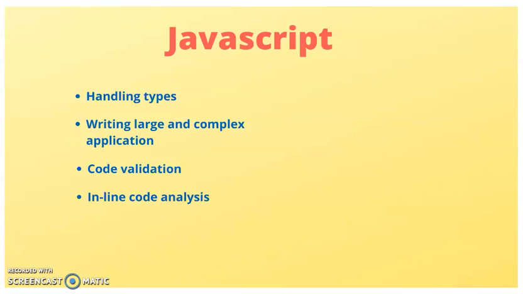It is powerful, flexible, and easy to learn, but it still has issues like handling types, writing large and complex applications, code validation, and it is tough to use inline code analysis tools when using dynamic typing. So, without static types, it is hard to recommend JavaScript as a language for building large scale applications. But JavaScript is an extensible language with runtimes for many different applications. Hence, it is an attractive target for developers who don't want to write different versions of code for different environments.